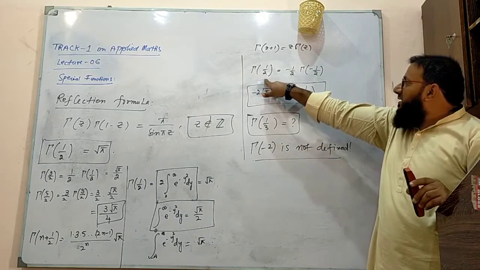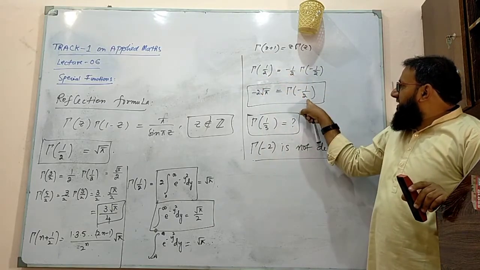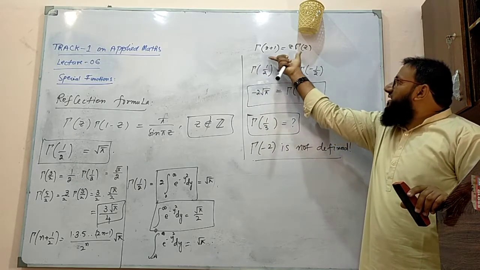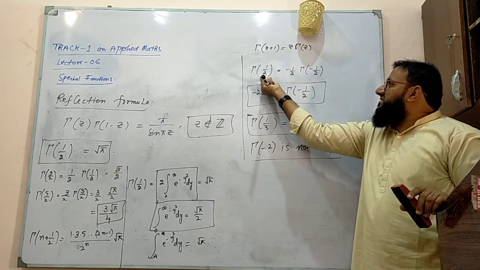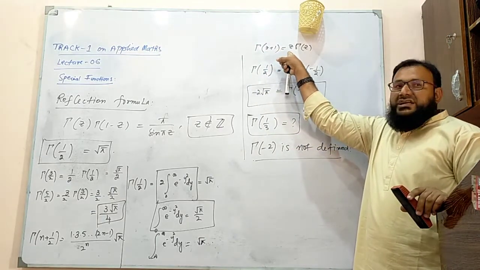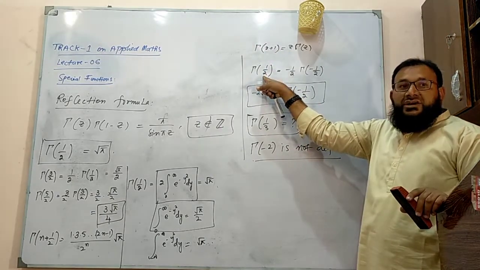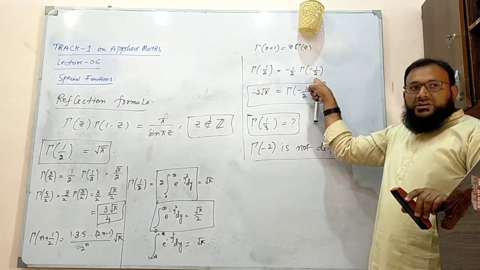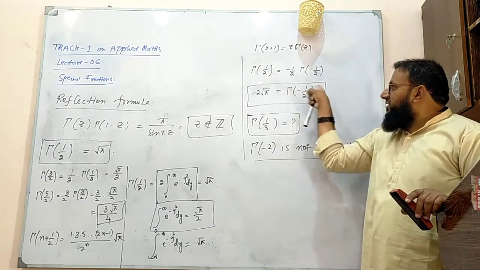This one. We need to evaluate gamma of minus 1 half. So we can take help of gamma of 1 half. So we can apply this formula. This formula tells that just reduce 1. Z plus 1, you reduce 1, it becomes Z. 1 half, you reduce 1, it becomes minus 1 half. So this is gamma of minus 1 half. So you just put this value and you are done.